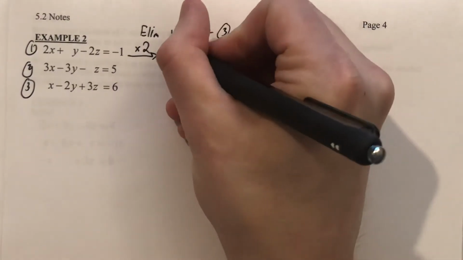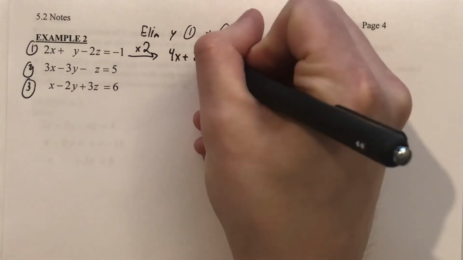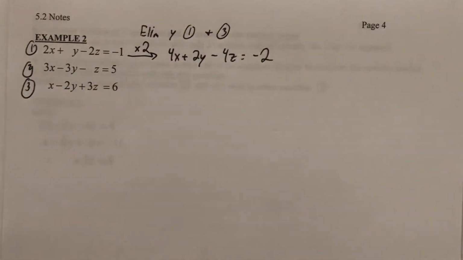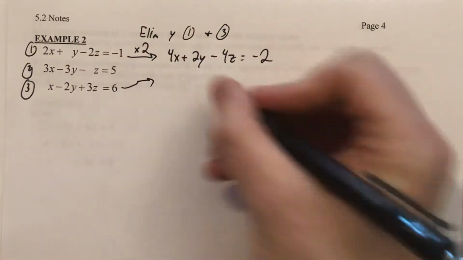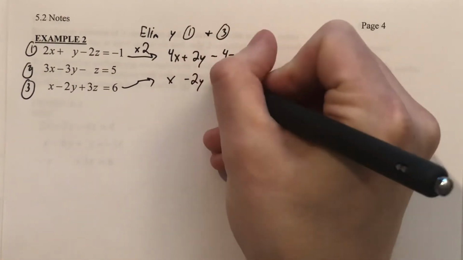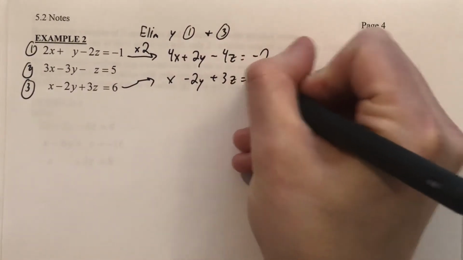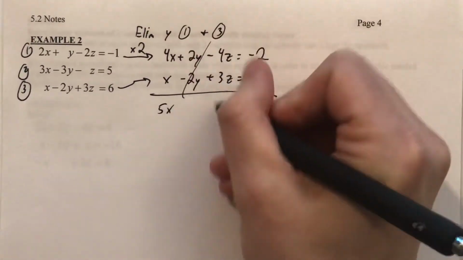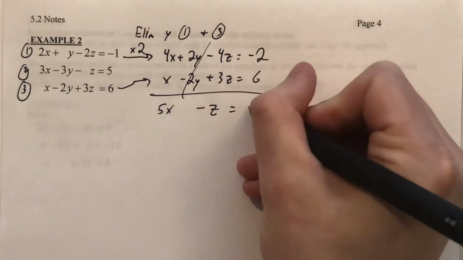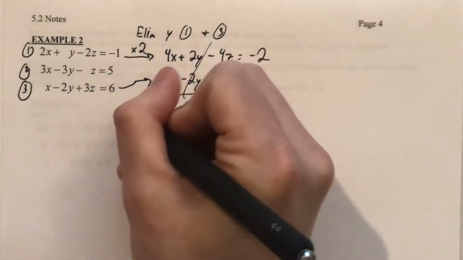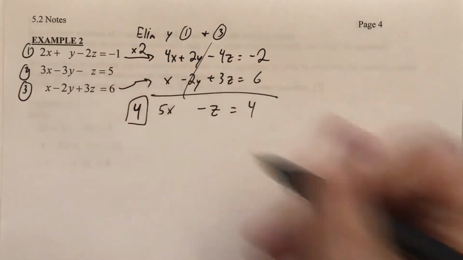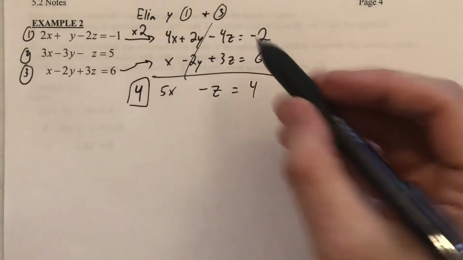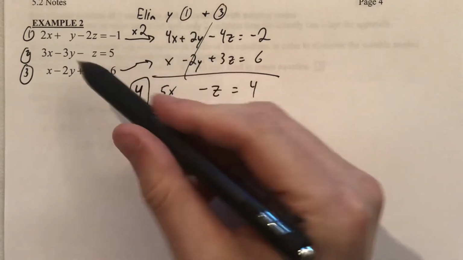My first equation, equation 1, multiply it by 2. And make sure you multiply everything, even that constant on the other side. But then the other equation, I won't change at all. x minus 2y plus 3z equals 6. And so we get 5x, that's gone, minus z equals 4, and this new equation I will call equation 4. Okay, there's 1.